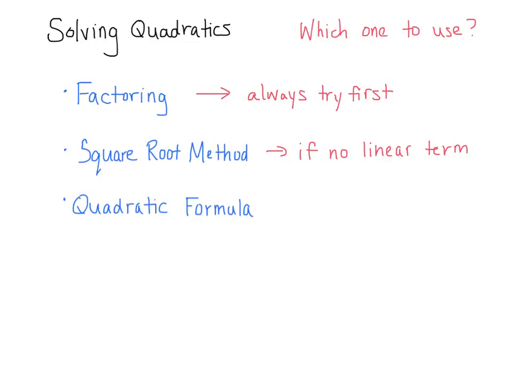Remember though, it can only have an x squared and a constant. It can't have like 5x or negative x in it. And for now, our last resort is going to be quadratic formula. We're going to learn another method that you may want to use before or after quadratic formula. But for now, it's our last option.